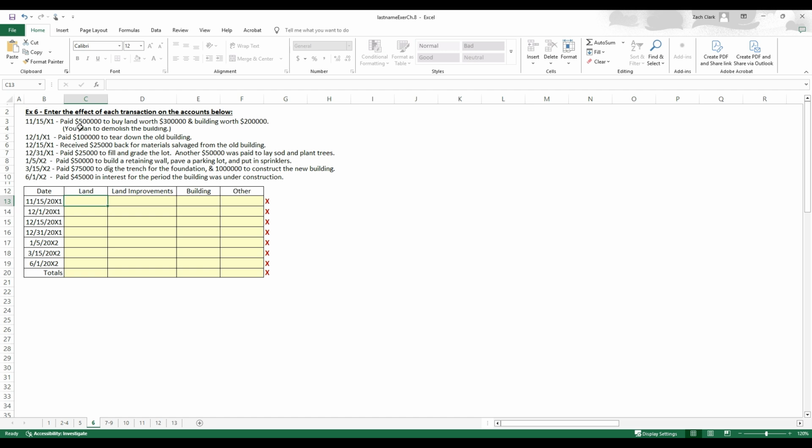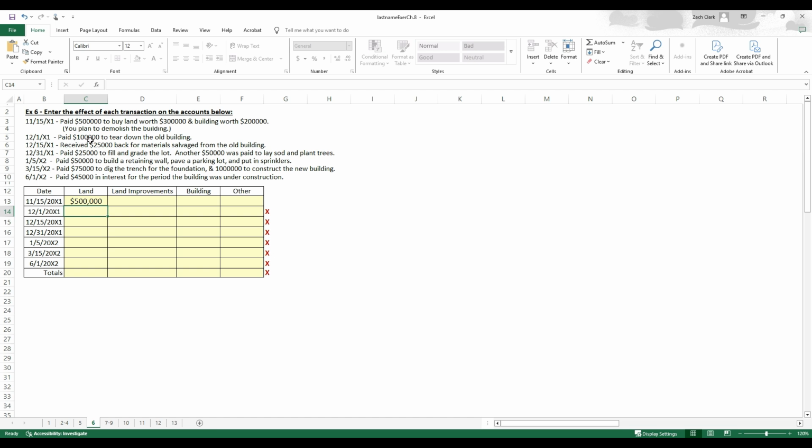Okay. So in this one, it tells us we paid $500,000 to buy land worth $300,000 and a building worth $200,000, but we're planning to demolish the building. So the full amount of the purchase is really just for the land because we're getting rid of the building, and so we're going to put the total amount of the $500,000 paid in as land, as that's essentially what we are purchasing since we're getting rid of the building.